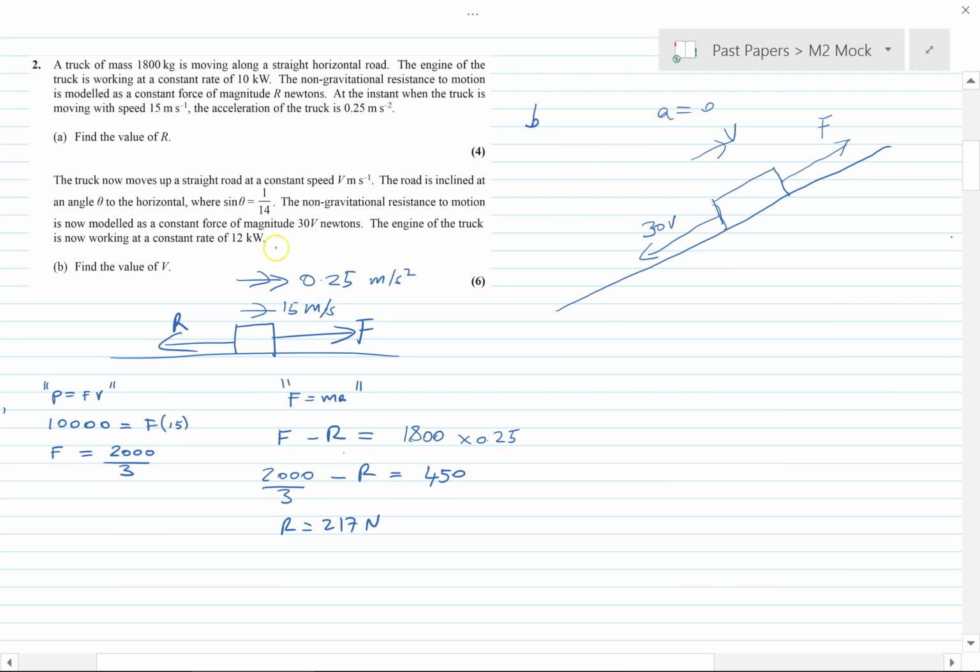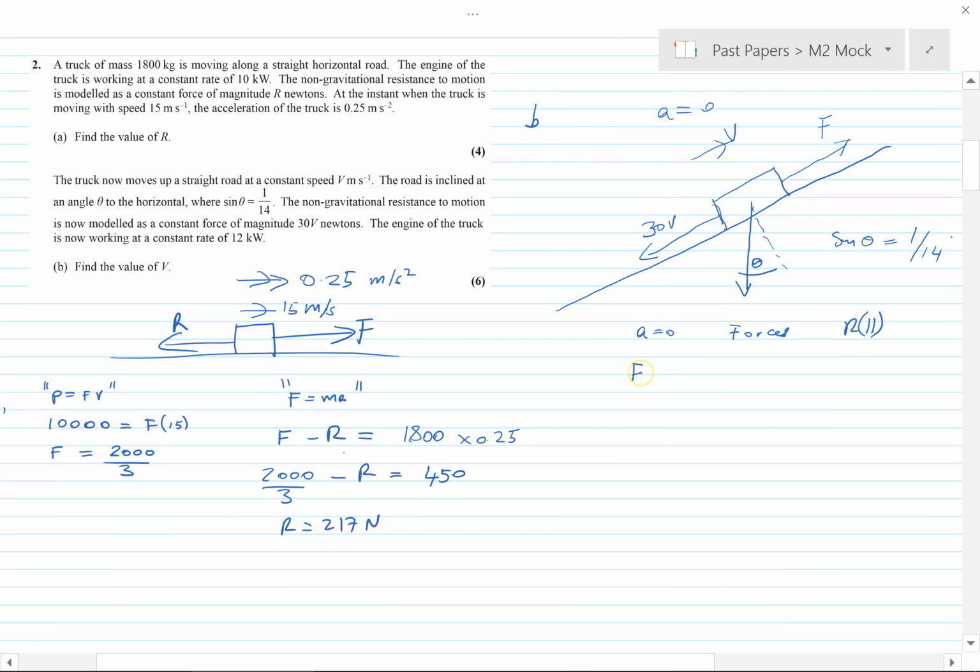Okay, and it gives us the new values. Don't forget the component of the weight. That's probably the bigger thing to consider here. We do know that sine theta is equal to 1 over 14, it's given us. So we can look at the forces balanced. Acceleration equals 0, so forces are balanced. So we resolve in parallel basically.